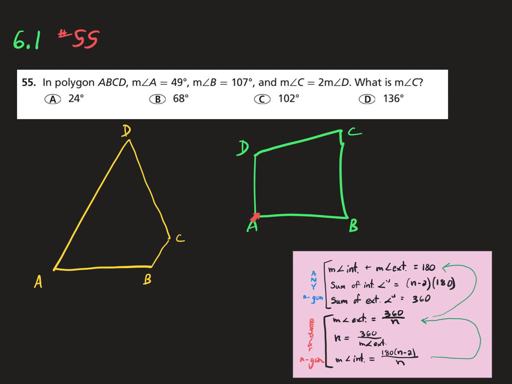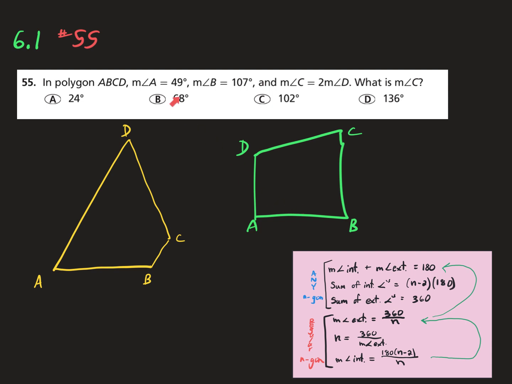And A is clearly not 49 degrees, and B is not 107, and C isn't twice as big as D. In fact, D is bigger than C. My point is, the picture doesn't really matter. So you could draw a picture that's accurate to these numbers, or you could just draw any old shape.